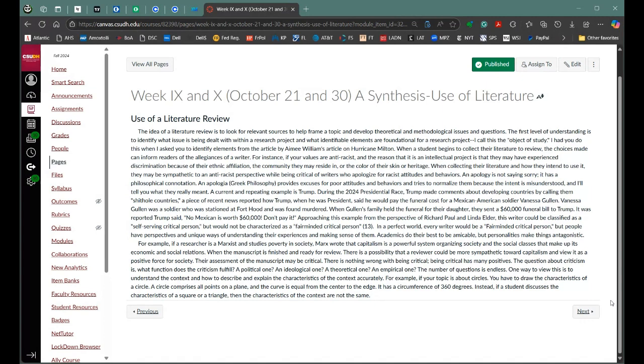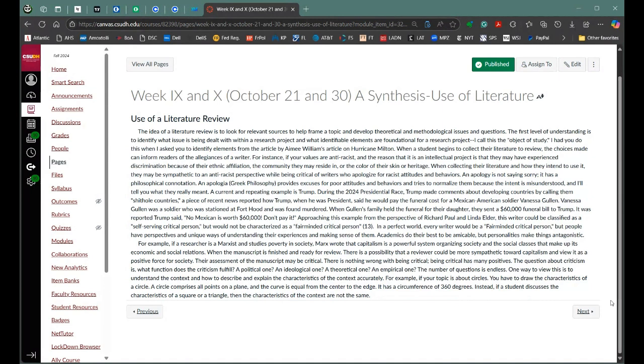Their assessment of the manuscript may be critical. There is nothing wrong with being critical, but critical has many positives. The question about criticism is, what function does the criticism fulfill? Meaning, when a researcher is offering a criticism of something that they read, it's one thing to be critical, right? And we should always be critical readers and engage in the things that we read, right?